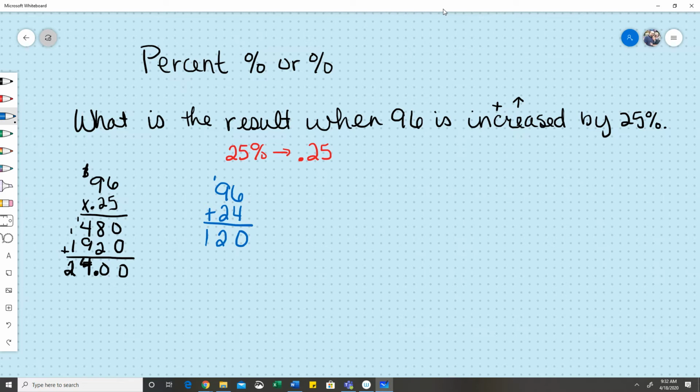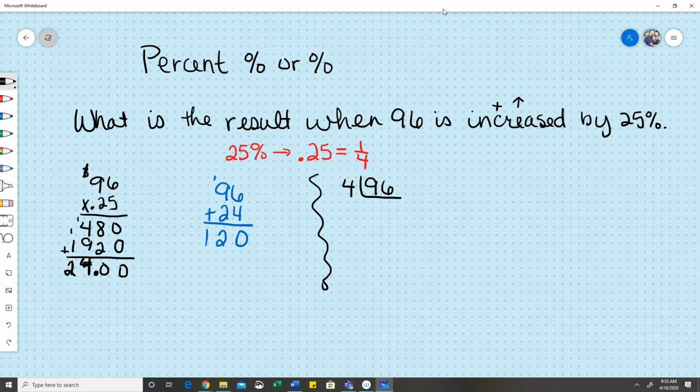So now there is another way to do this, and I'm going to show you an alternative method here. 25% is 0.25 as a decimal, but 0.25 can also be converted to an equivalent fraction. Okay, so 1/4. Okay, 25% is 1/4 of 100. So what we could do, instead of multiplying 96 by 25, we could divide 96 by 4.